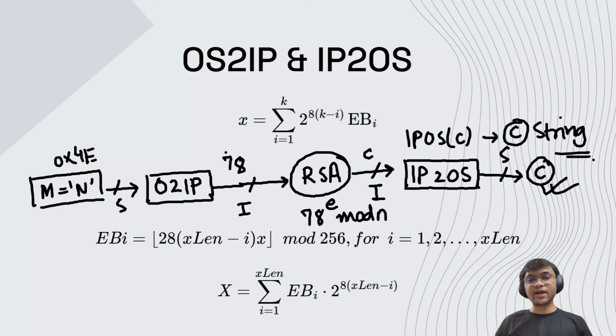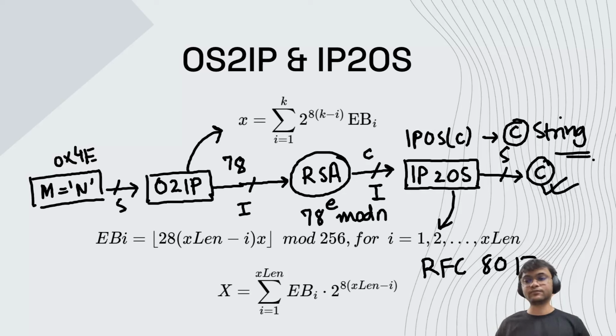These conversions are guided by the formula that you see on your screen. The OS2IP conversion is guided by this formula, and the I2OSP conversion is guided by this formula. We will get back to the details of these expressions when we need them in the coming sections. You may also find these under RFC 8017.